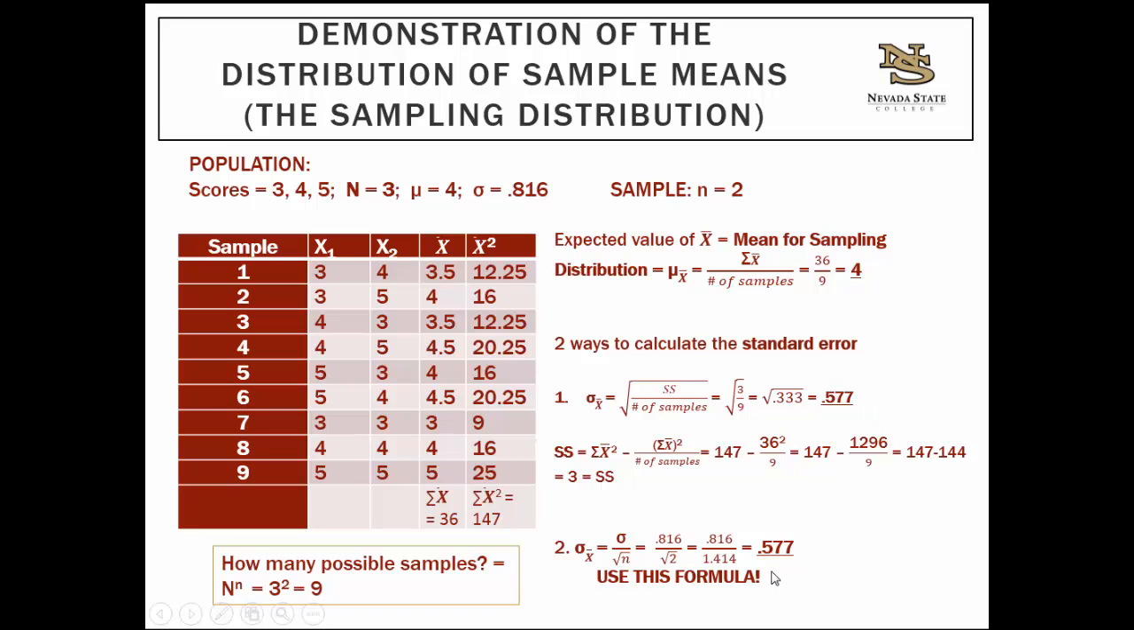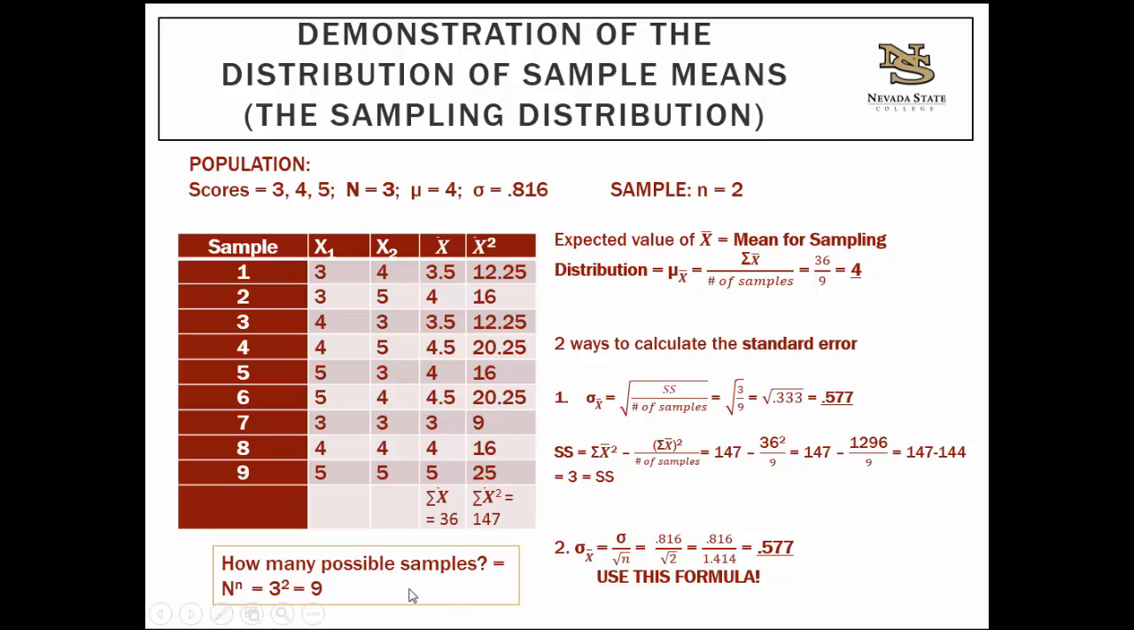But there's a much simpler formula that you can use to find the standard error that doesn't require you to go through and find every single possible sample mean. So you could just take the standard deviation for the population, 0.816, divide it by the square root of the sample size, and sample size is 2. That becomes 0.816 divided by 1.414, and you get the same standard error. Again, I was just showing you this process to show you that the standard error is essentially the standard deviation of the sampling distribution, or the standard deviation of every single possible sample mean of a specific sample size that you could get from a population.